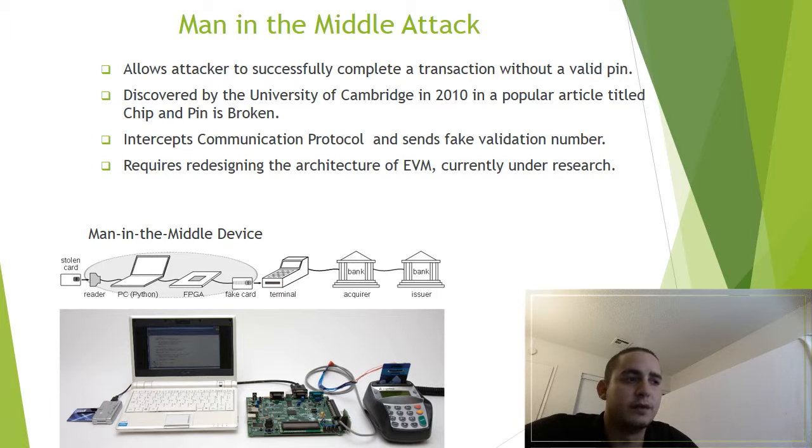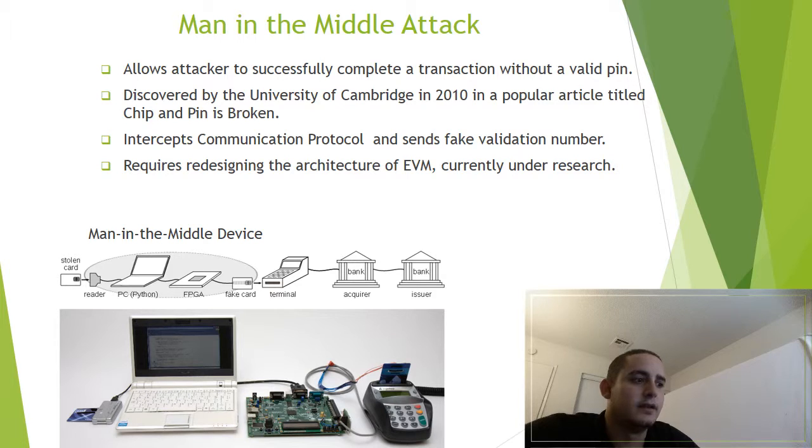If we look here on the screen, we can see the man-in-the-middle device, which is quite literally inserted in the middle of the stolen card and the terminal. And what this device does is it taps in at the exact time this validation is taking place, and it sends this hexadecimal number, which will validate the transaction and allow the purchase to take place.